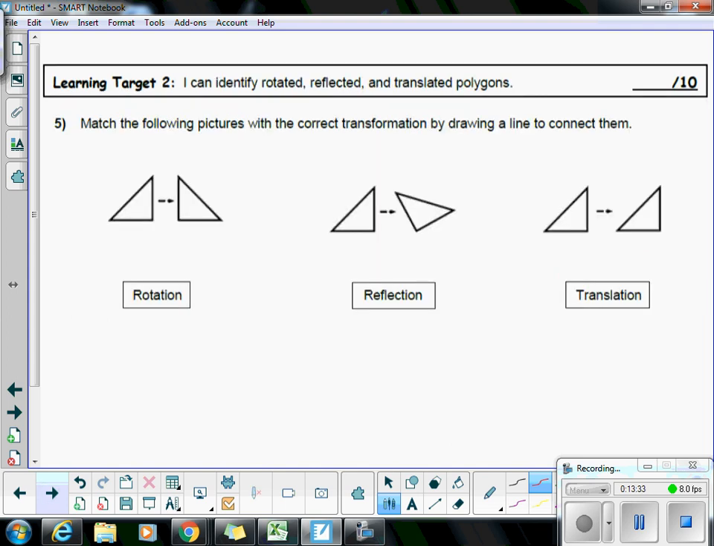All right, learning target number 2. I can identify rotated, reflected, and translated polygons. So I'm just going to draw a line to match up the following. The easiest for me is a reflection. It looks like a mirror image. Then we have a translation where it just slides around. And last but not least, we have a rotation, which kind of looks like it's turned. So the one that looks most turned to me is the middle picture.